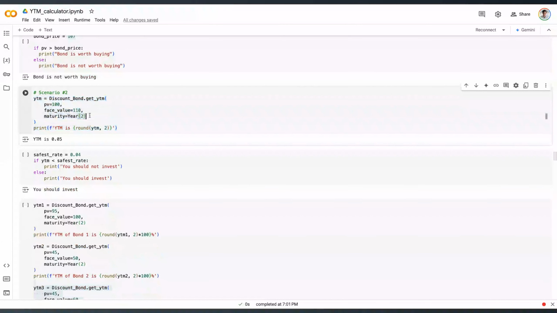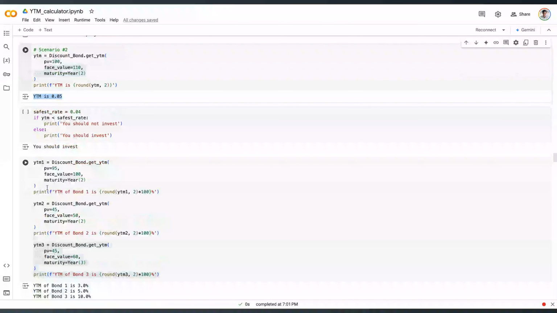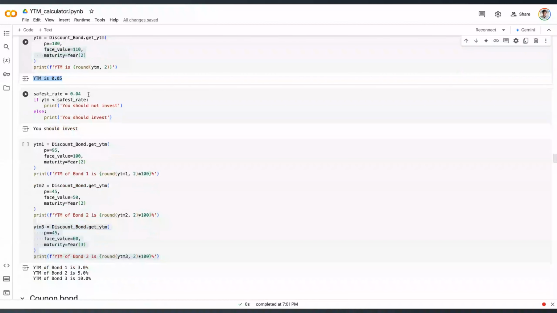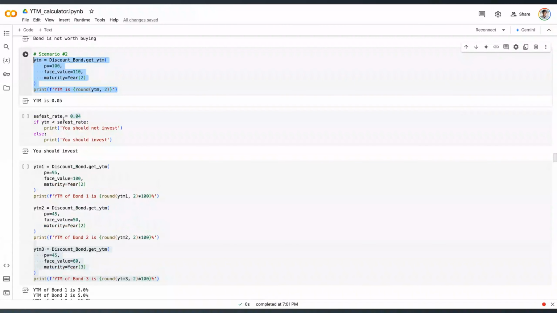The second scenario, we are trying to find the yield to maturity. We have all the metrics, and we arrived at 5% of annual return, which means its yield is 5%. And if we compare it to something that offers us 4%, well, we should prefer the discount bond.